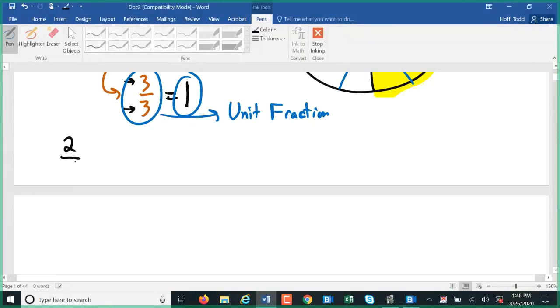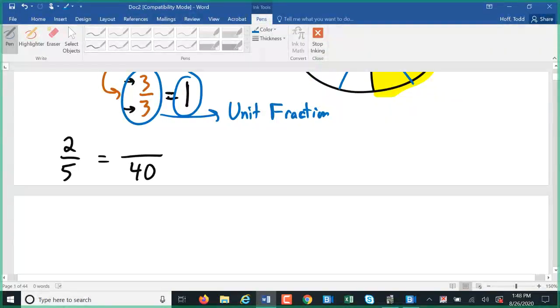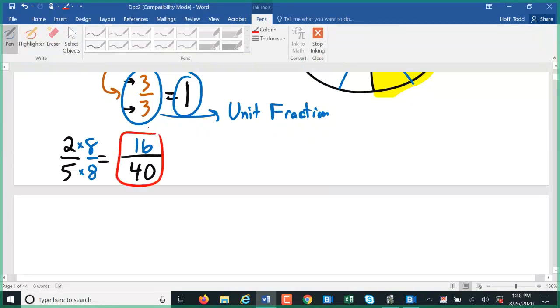If I have 2/5, I might be told I need to change this into 40ths. Well, I have to figure out what was multiplied to change that. What was the 5 multiplied by to turn it into 40? 8, right? So we have to do the same to the 2. 2 has to be multiplied by 8 to make 16. So 16/40 is the exact same value as 2/5.